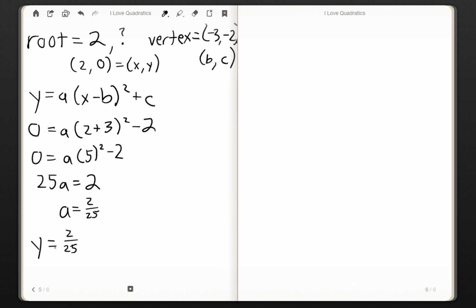And so the final equation, 2 over 25 times x minus, now we never did figure out what the second root is, but that's okay because we're writing this in vertex form. We have b is -3, so x minus -3, that's going to be x plus 3 squared minus 2.